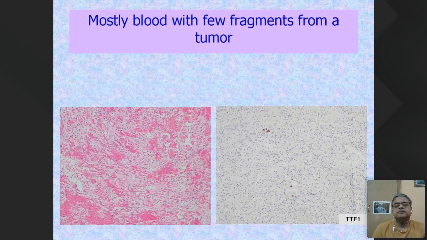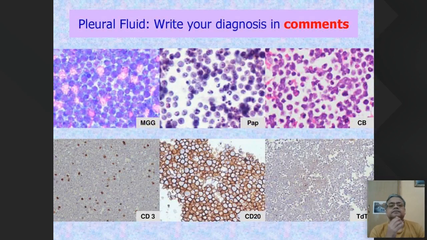Here again, TTF1 is coming positive in a few cells. So I remember I told you hemorrhagic pleural fluids in which you have a few fragments can be missed on morphology, but the cell block picks it up, and it is an important addition to cytology. So here you have to write your diagnosis in comments. Try to write what you think it is.